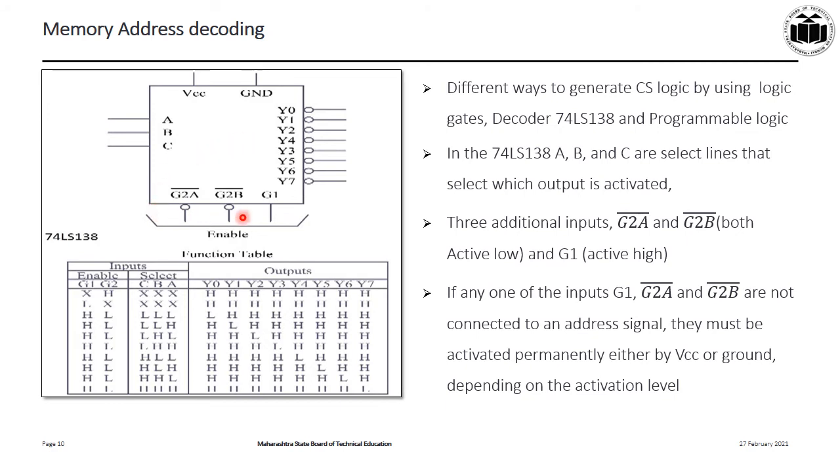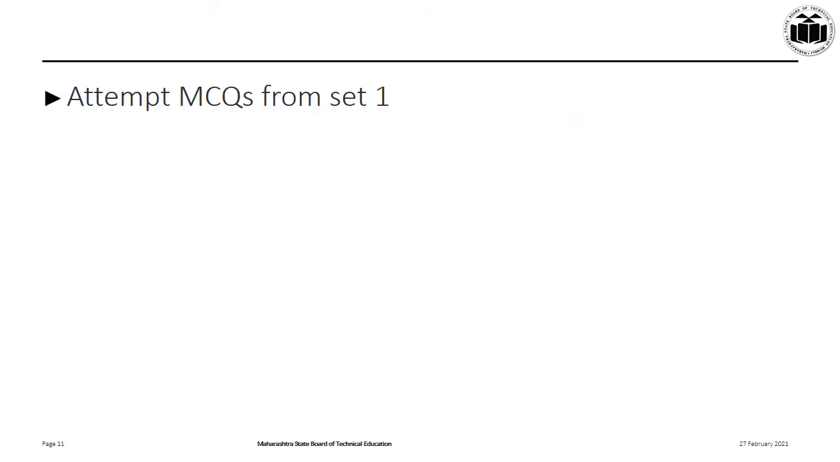Apart from these, there are three inputs, G2A bar, G2B bar and G1, all of which must be enabled either by connecting to VCC or ground depending on the activation level. Students can now attempt MCQs from set 1.